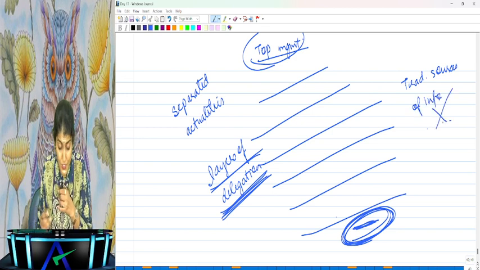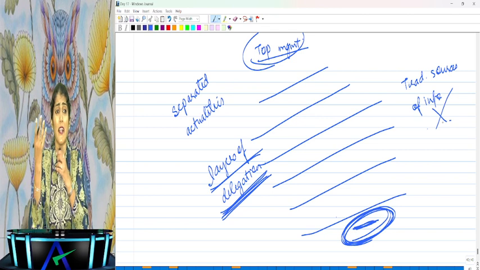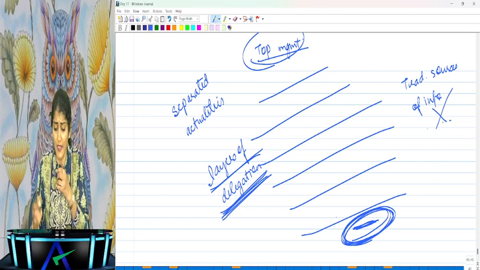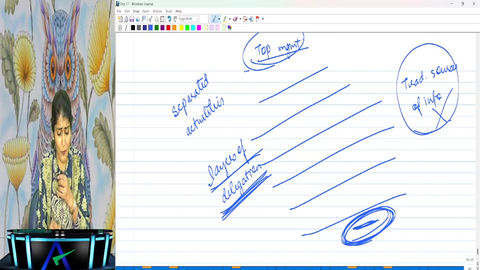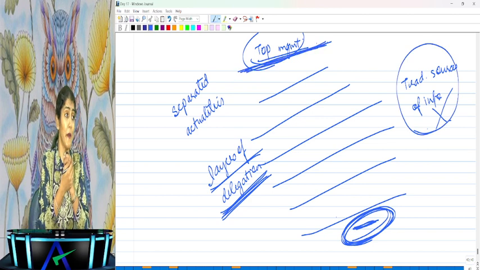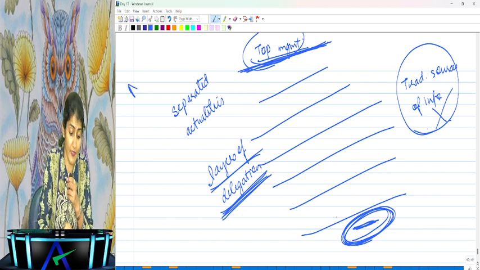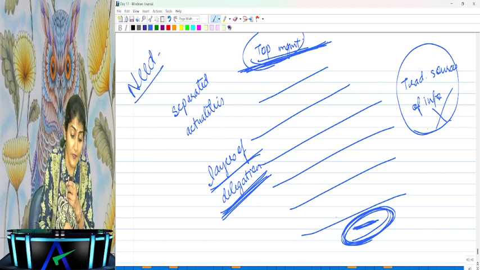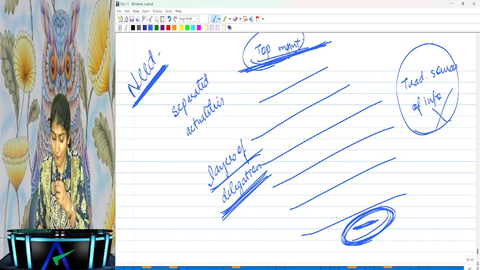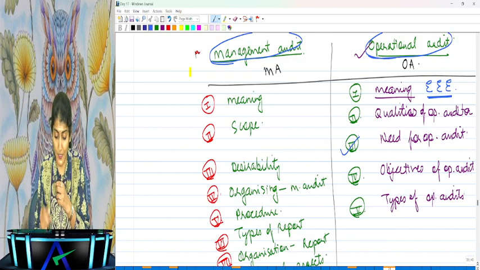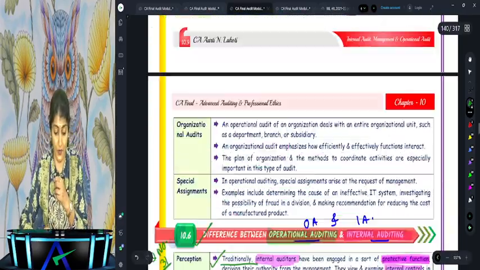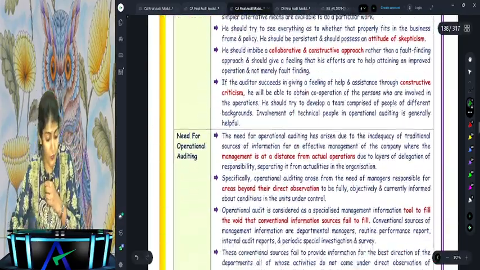What were the traditional sources of information? The departmental managers' reports, the surveys, the internal audit reports. These traditional sources are not giving the information required by the top management for decision making, and that is why the need for the operational audit arose. So we have one question here, the third one in my list: what is the need for the operational audit?